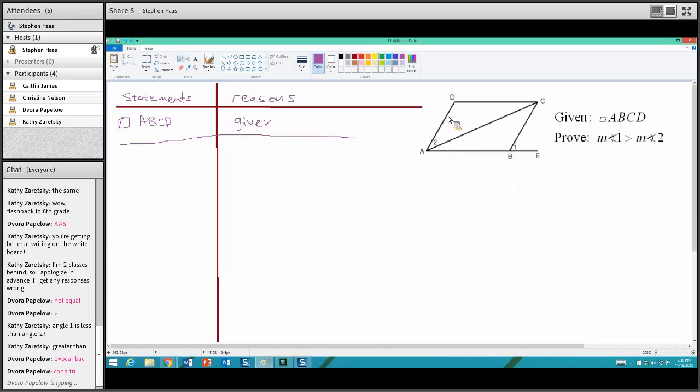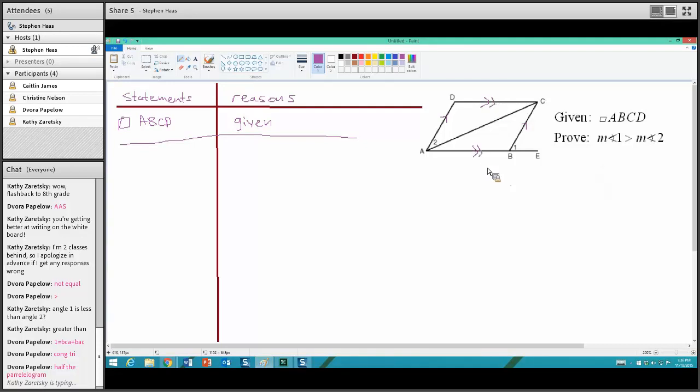So, for example, this we know is parallel to this, and this is parallel to that. So, well, let's figure this out. What can we get once we have angle 2? What else do we know is equal to angle 2? Who can name me an angle that has to be equal to angle 2?